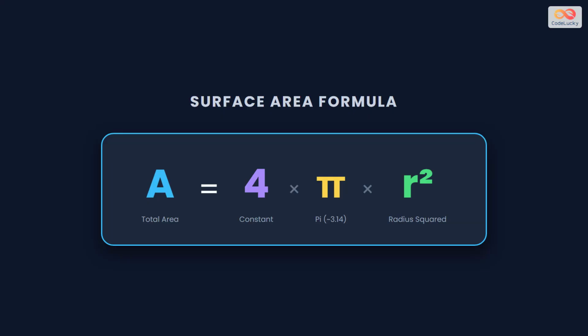Here is the formula for the surface area, which we call A. Area equals 4 multiplied by pi multiplied by the radius squared. It is a very elegant and simple formula.